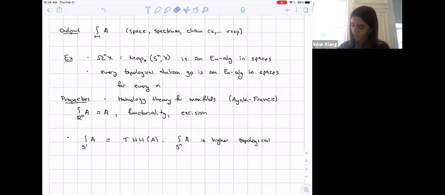Okay, this is a choice for notation. This is where I wanted to put the brackets. Sorry. Okay.